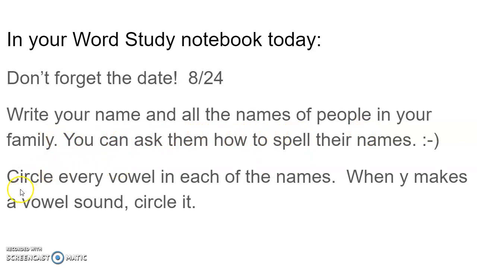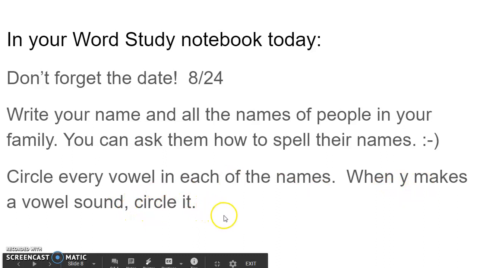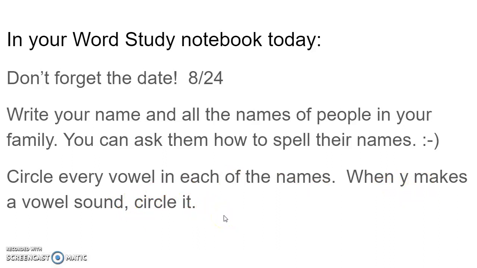You are going to go on a vowel hunt with those names that you write down. So you want to circle every vowel in each of the names. When Y makes a vowel sound, circle it. So, for example, in the name Lucy, the Y at the end makes an E sound, so you would circle it. In the name Yanni, the Y at the beginning makes a Y sound, so you would not circle it. That would be its consonant sound.